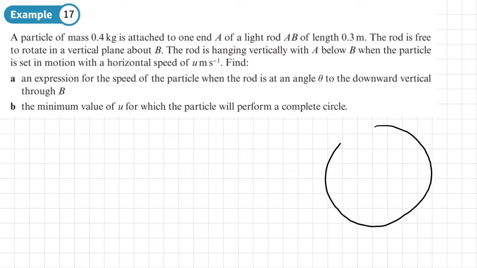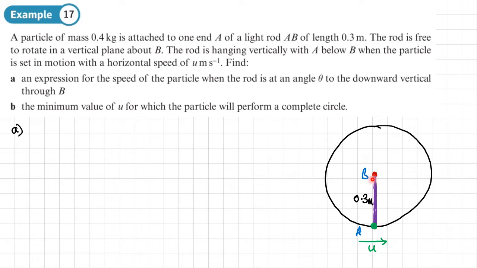So here's my circular path, with the center of the circle labeled B. Then I have this light rod with the particle attached at the other end, and this is the point A. We're told that the length of the rod is 0.3, so that's the radius of the circle, 0.3 meters, and it's set in motion with a horizontal speed of u, so we're going to call that u here. In part A, we need to find an expression for the speed of the particle when the rod is at an angle theta to the downward vertical through B.